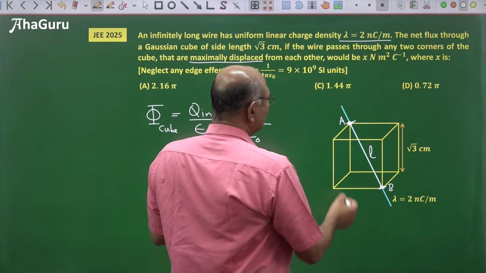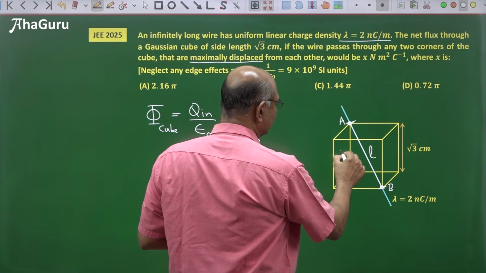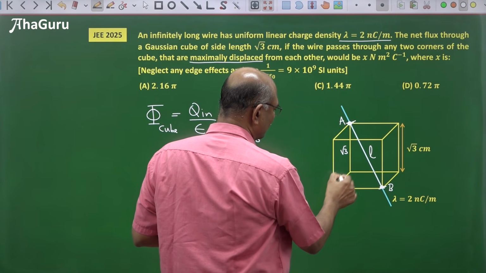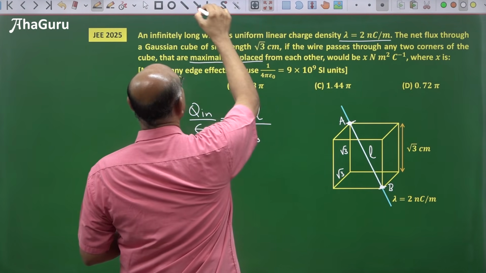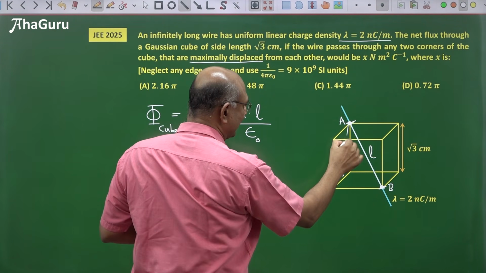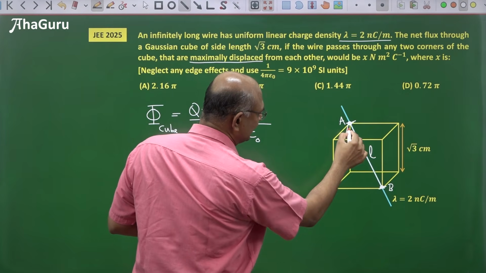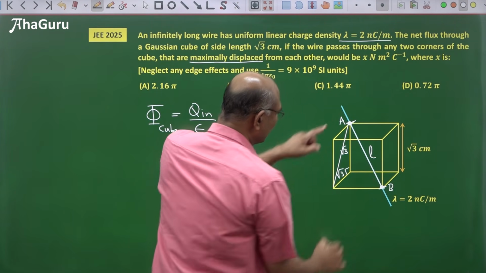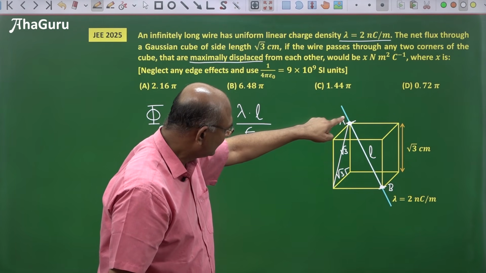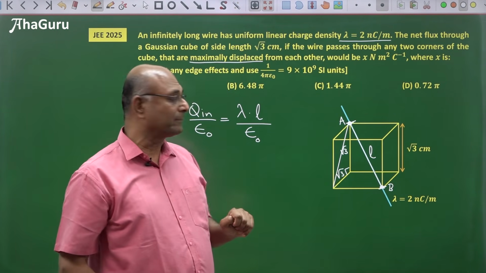Let us see. So if I look at this, this is √3. This is √3. So this diagonal, right, let me draw this. This diagonal, you can easily find. This is a right angle triangle, right? This is a right angle triangle. So you can easily find this. √3 square plus √3 square will give you, right, this square, this diagonal square. But is that what we want?